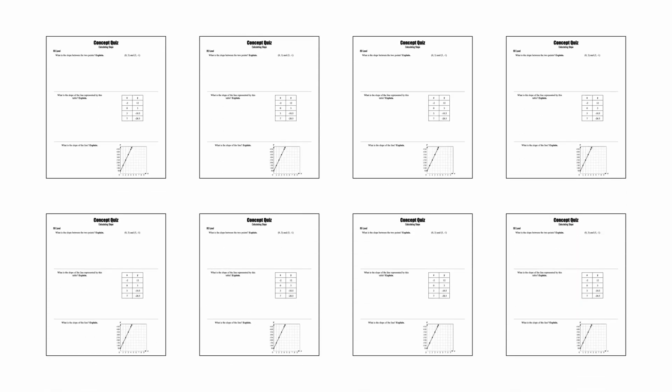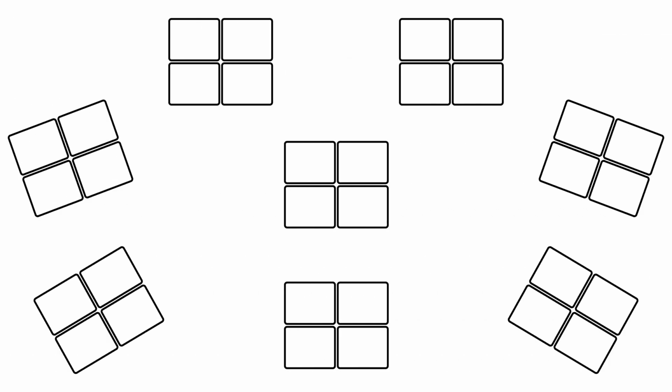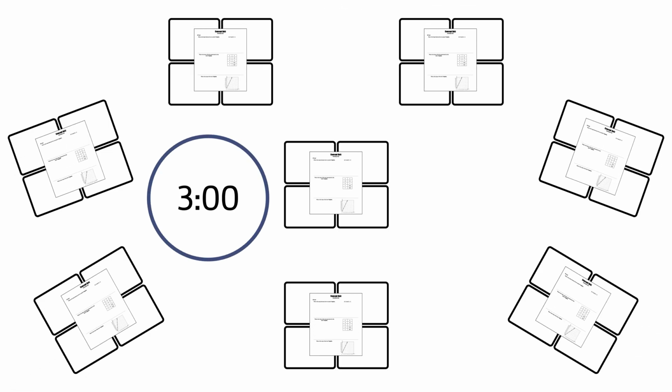Here's how the process works. I print out one quiz per group in the class, and yes, it's the exact quiz students will be taking at the end of the unit. In total, I only needed to print 8 quizzes for my classes because I had 8 groups of 4 in the room. Next, after we are done with our warm-up, I hand out one quiz to each group, and I set a 3-minute timer on my phone.